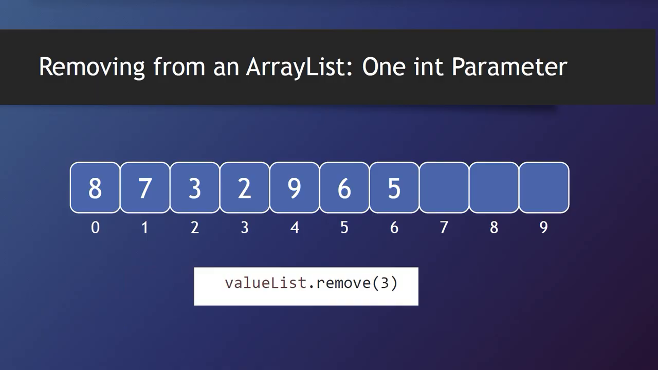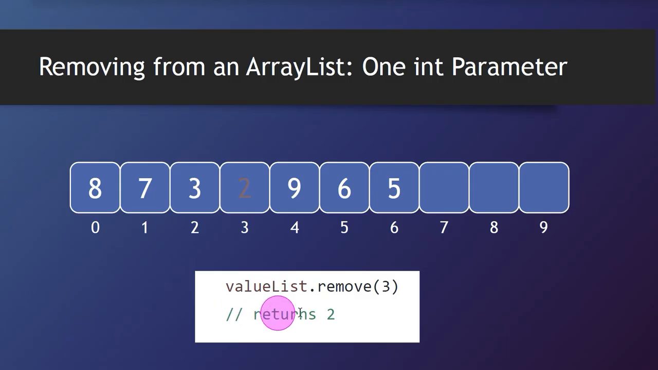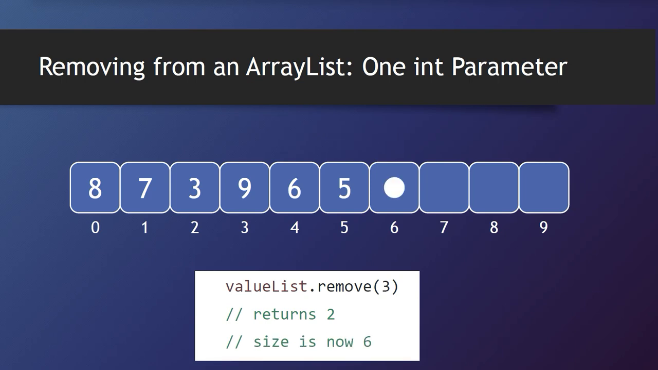The other version of the remove method is the one that takes in an int parameter. And again, this int indicates the index. So if we were to invoke valueList.remove(3), 3 is a primitive, so we're going to remove whatever element is at index 3. In this case, that's going to be the element 2, and that's what's going to be returned. So we don't return a Boolean, but we return the actual object at the index that we're removing from. And then we go ahead and cover up that gap. So 9 moves into where the 2 was, 6 moves into where the 9 was, 5 moves into where the 6 was, and then the last space, again, is a null, and the list size has been reduced by 1.